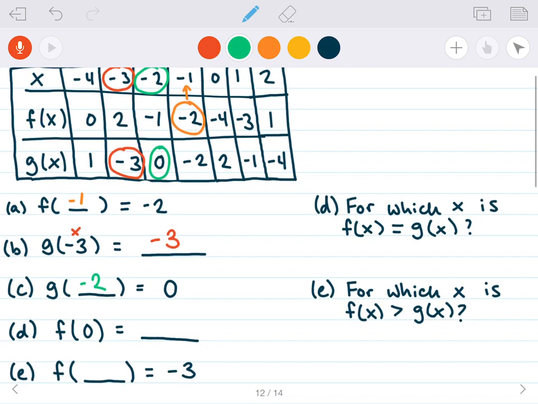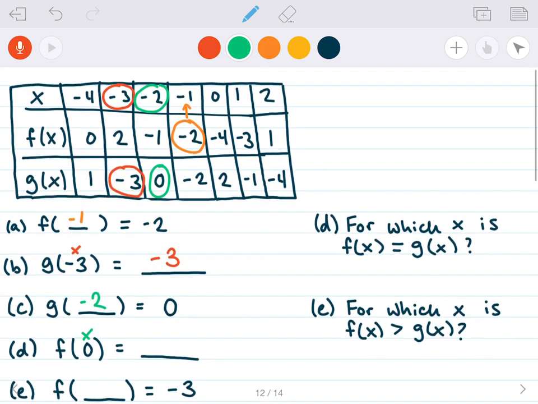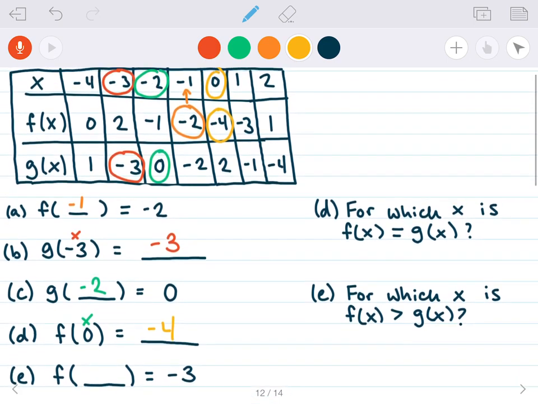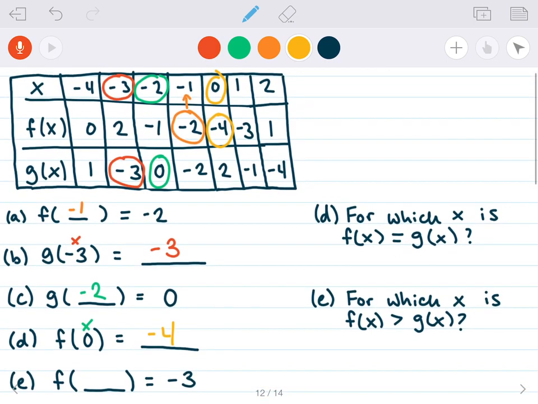All right, next one. When x is equal to 0, what is f of x? Again, I look at my input of 0, and then I go to the f row, which is right below it, and I see that the output corresponding to an input of 0 is -4. So that goes right there. Okay, the next one is f of what equals -3. I'm looking for an input that has an output of -3 in the f row, and that is right here. I look above it, and I see that's the input of 1. So this is going to be 1.